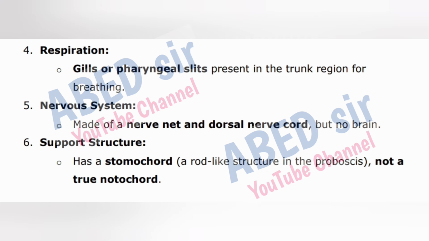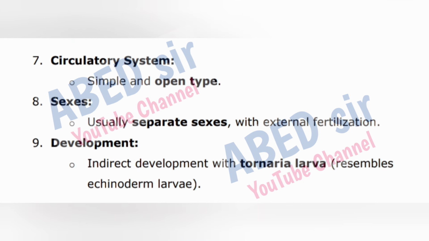4. Respiration. Gills or pharyngeal slits present in the trunk region for breathing. 5. Nervous system. Made of a nerve net and dorsal nerve cord, but no brain. 6. Support structure. Has a stomochord, a rod-like structure in the proboscis, not a true notochord. 7. Circulatory system. Simple and open type. 8. Sexes. Usually separate sexes, with external fertilization. 9. Development. Indirect development with Tornaria larva, resembles echinoderm larvae.